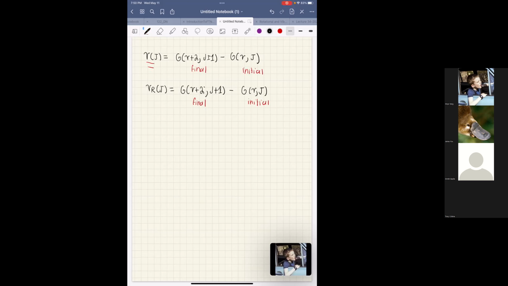And so V of the P branch is pretty much the same thing, but this is just the rovibrational energy at a specific level. And then this time we decrease by a quantum level for its final state, and its initial was G of V, J.